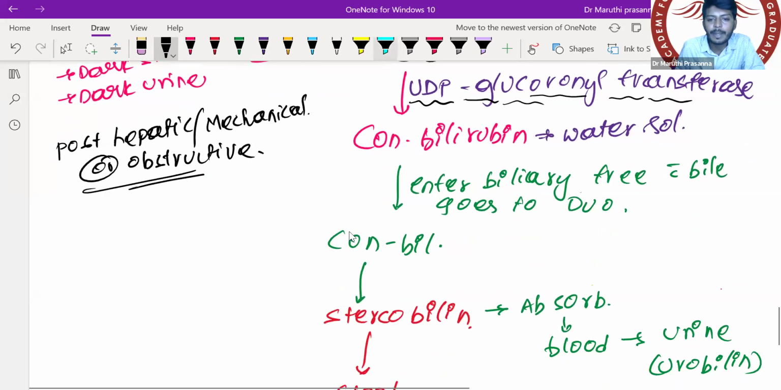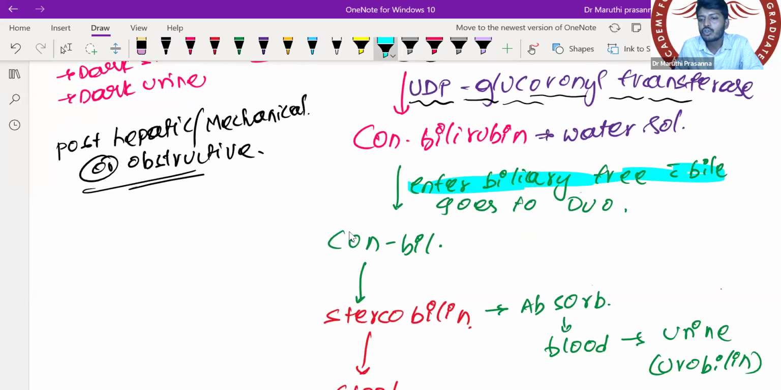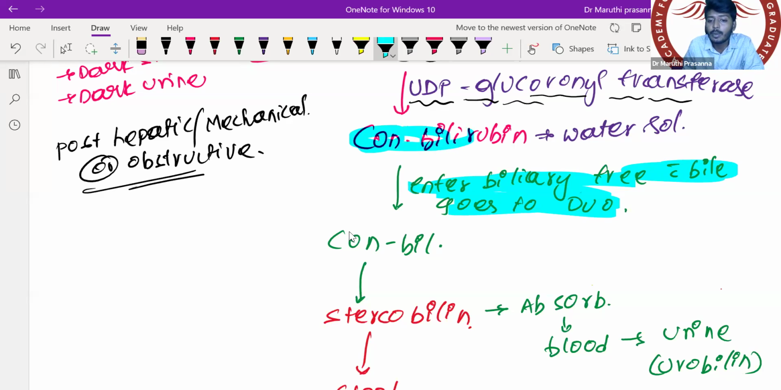Please listen to me. We have the biliary tree. So biliary tree में कुछ ना कुछ obstruction होगा. Inside the biliary tree, there is some obstruction. Conjugated bilirubin is formed, but conjugated bilirubin cannot go into the intestine because the biliary tree is closed. There is an obstruction in the biliary tree.